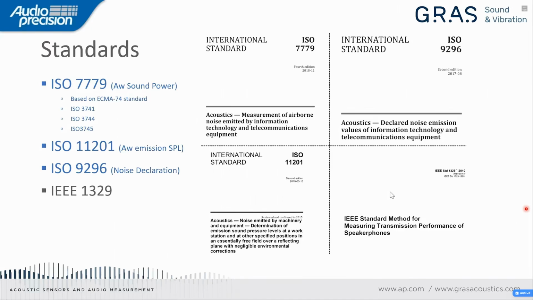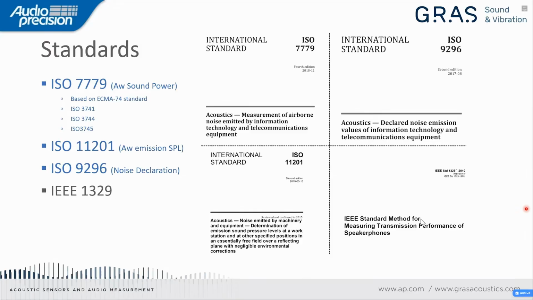This standard, the 9296, is intended for noise declaration. So it's basically taking the raw data from the ISO 7779 and the 11201, and then it's making a mathematical correction of this raw data, and it corrects for the uncertainty in both the measurement and the production of the device. So you will typically end up with a level that is a bit higher than what was actually measured.